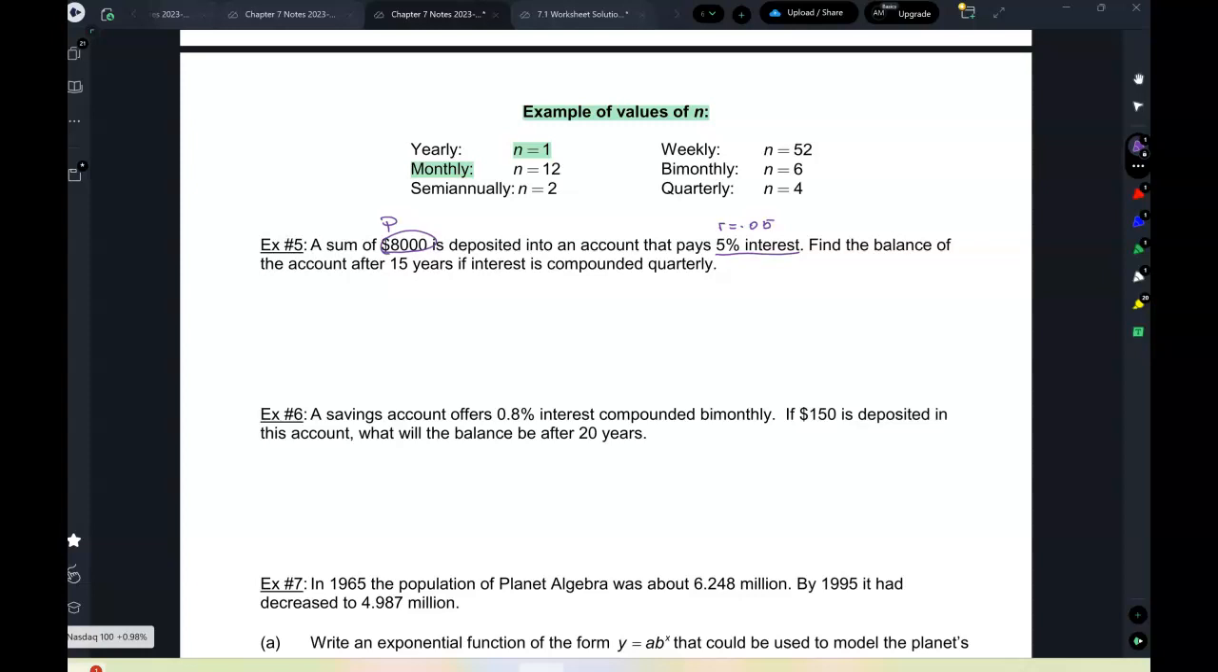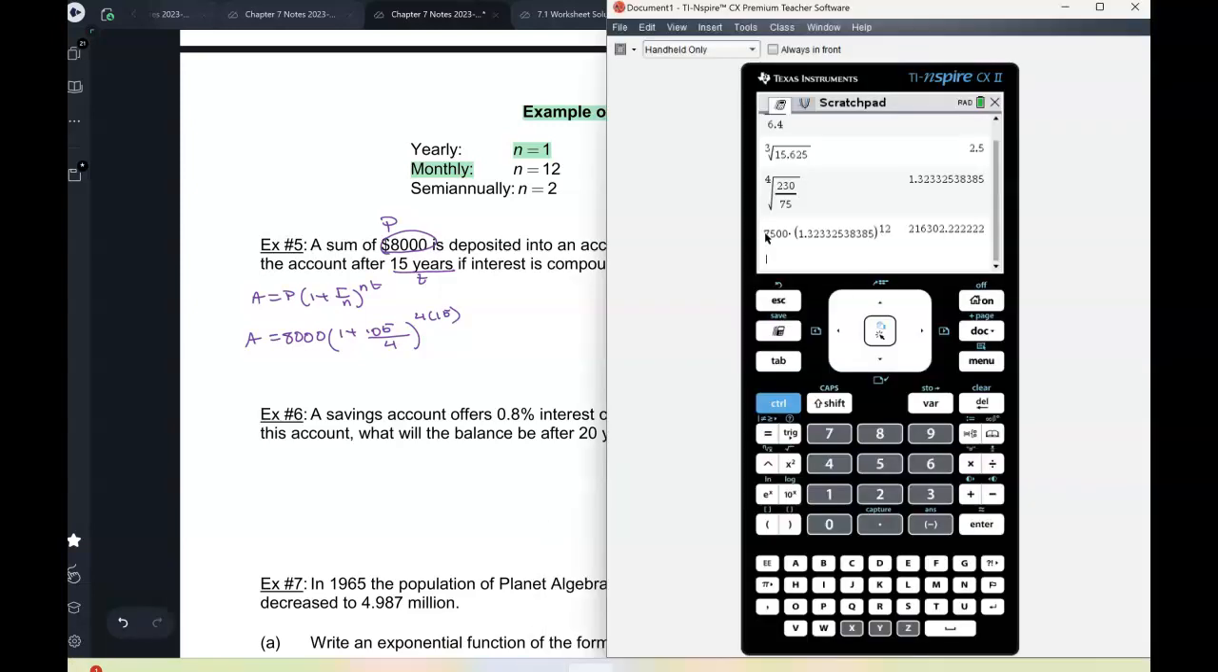Find the balance of the account after 15 years. This is your T. If the interest is compounded quarterly, that means N equals 4. So the formula is A equals P times (1 plus R over N) to the power of NT. So A equals 8,000 times (1 plus 0.05 over 4) to the power of 4 times 15. That number N shows up twice, so you plug it in one shot.